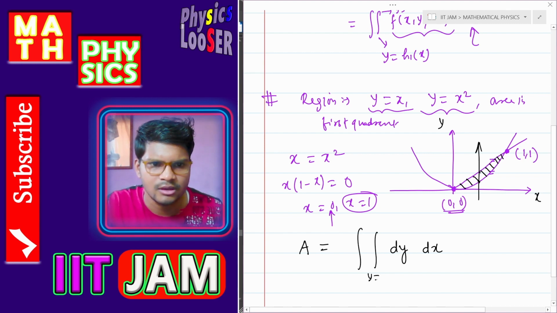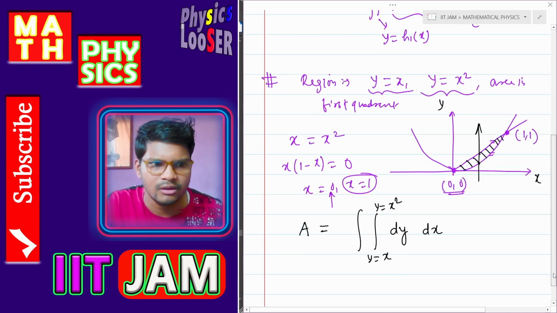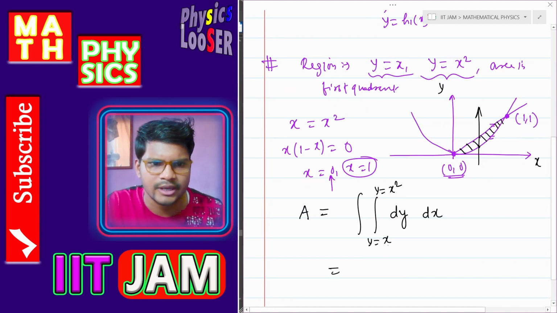So I'm just writing here y is equal to x and y is equal to x square. Here my x is constant, so I can simply say that this integral will give you x square minus x, and now you have x. Now you have to again put the x limits. The limits, x is going from 0 to 1, because here it is 1.